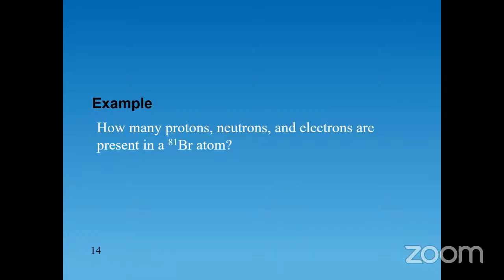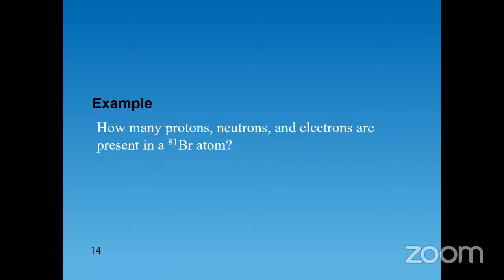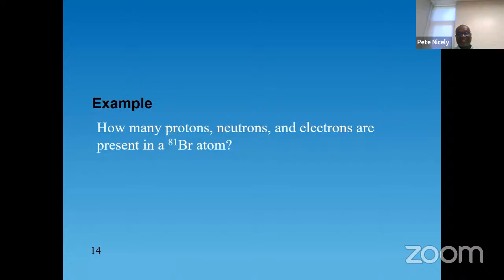I'm wrong. Well, the difference would be 81 minus 35, which would be equal to 46. All right? Okay. And that's it. So that's basically how you answer that question. So that's a relatively simple example.